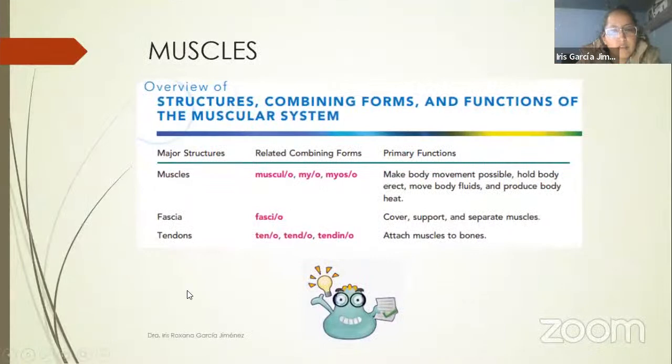We have the muscles again, talking about this chart. We have the major structure, the related combining form and primary functions: muscles, fascia, and tendons. With muscles, the related combining forms: musculo, myo, myos, or myoso. Fascia: fasci, fascio. With tendons: teno, tens, tendo, tendin, or tendino, right? And the primary functions that we all know about.